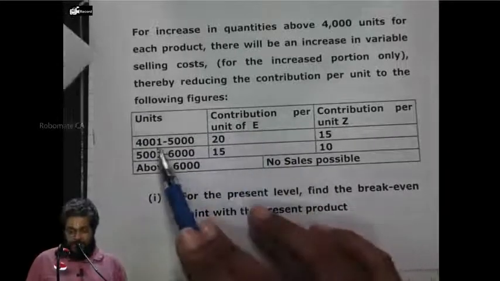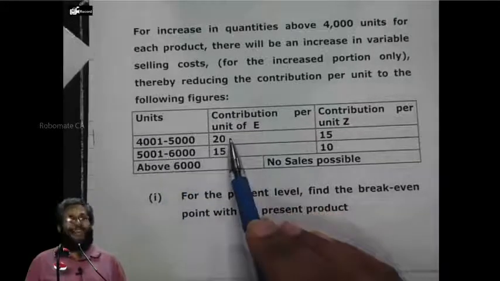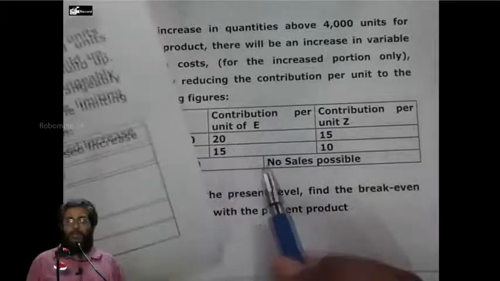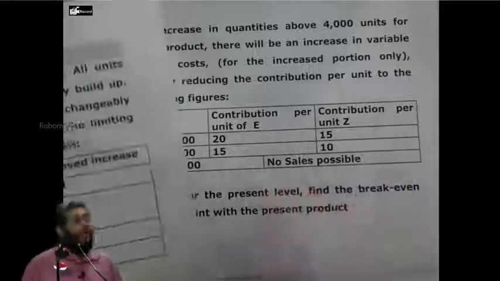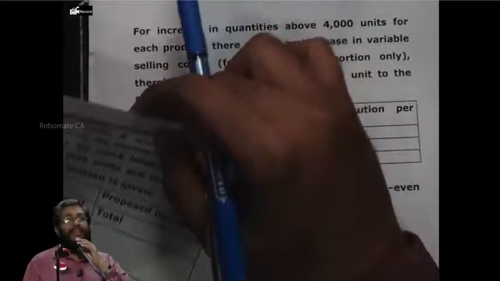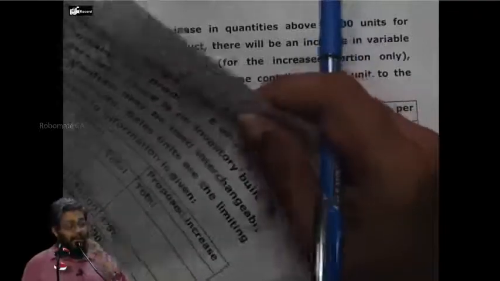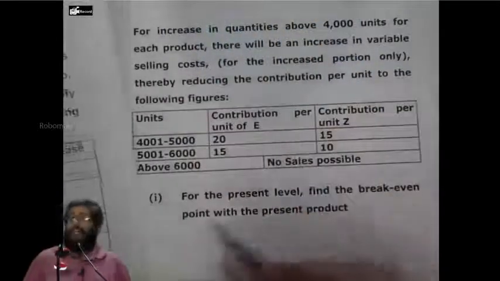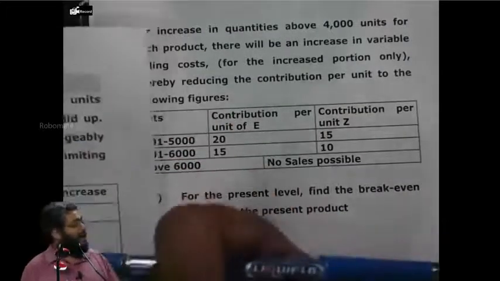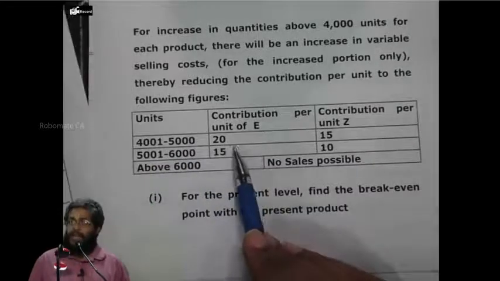then it is how much here? 20 rupees. 4001 to 5000. They have given straight away that this 20 is only for the incremental sales. You may wonder, sir, why the contribution has reduced from 25 to 20. Two things here. I can increase my demand either by reducing the selling price or increasing the selling expense. Here they are going to increase the selling expense. Since the selling expense has increased, the contribution is going to decrease. I aggressively do marketing, due to which the contribution can decrease. So when I want to sell more than 4000 units of E, the contribution is 20.